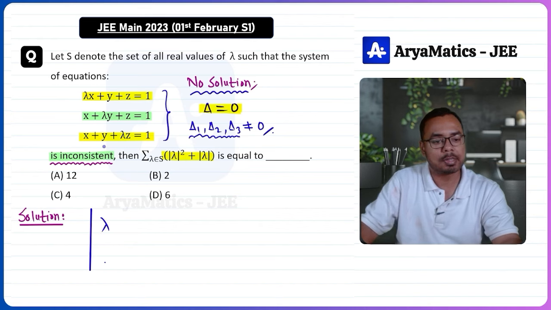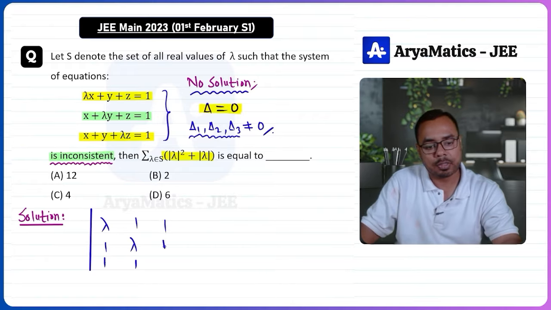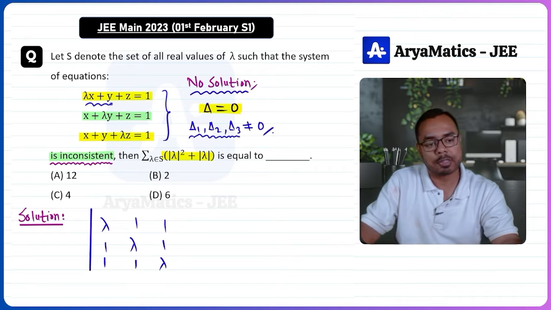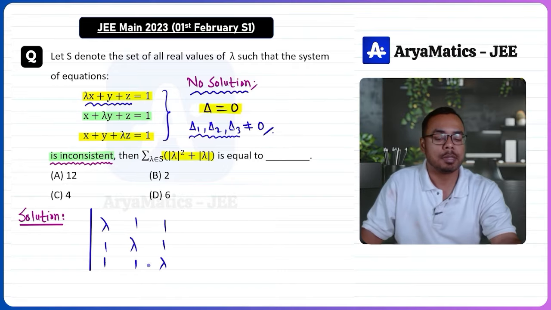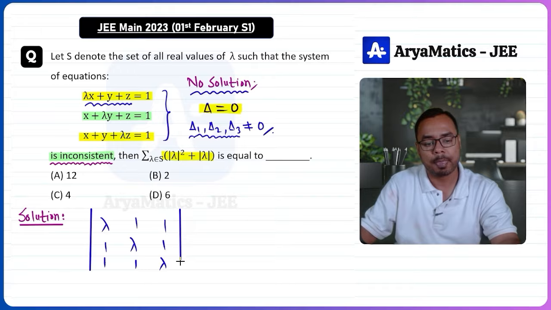for the determinant of the coefficient matrix, the first row will be lambda, 1, 1. The second row is 1, lambda, 1. These are nothing but the coefficients of x, y, z. Third row will be 1, 1, lambda. Right, first row is the coefficients of x, y, z in the first equation. Similarly, second row, coefficients of x, y, z in the second equation, and so on. Now, if the system of linear equations is inconsistent, this must be 0.